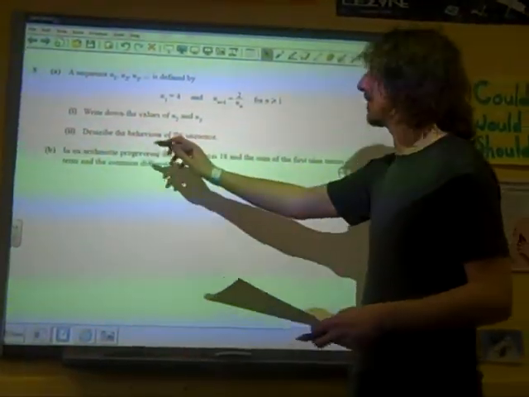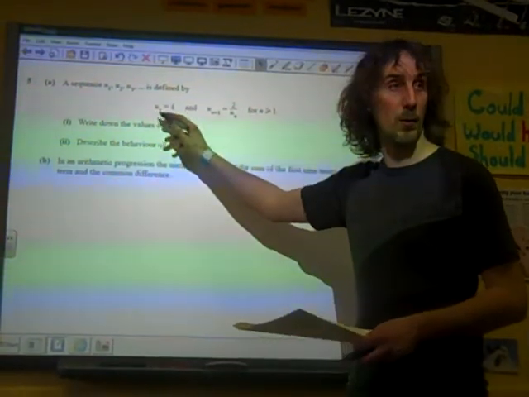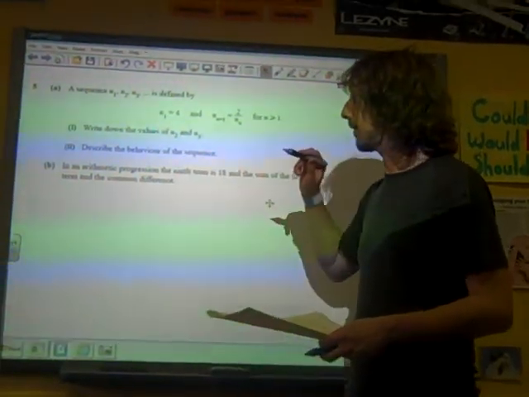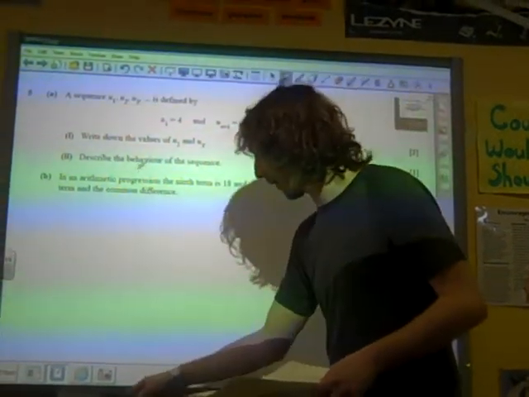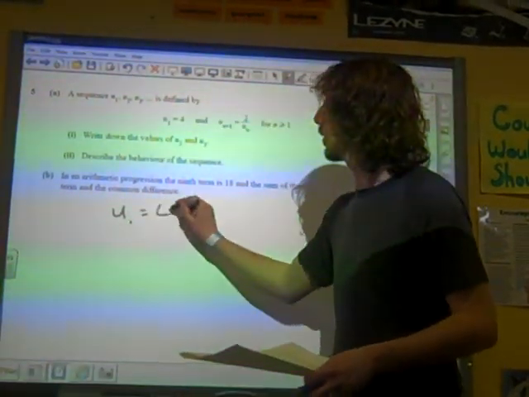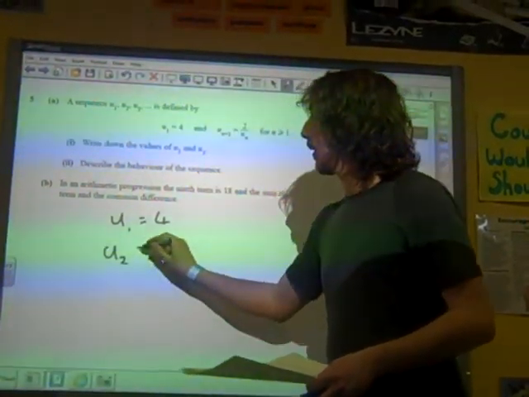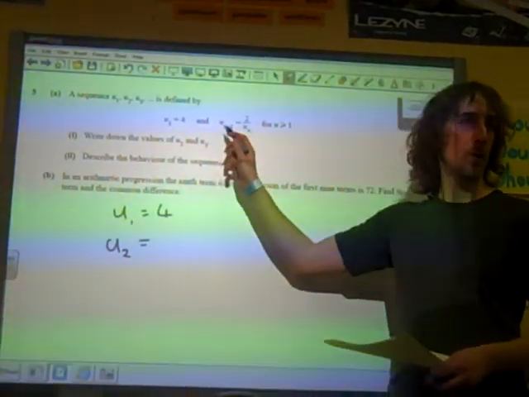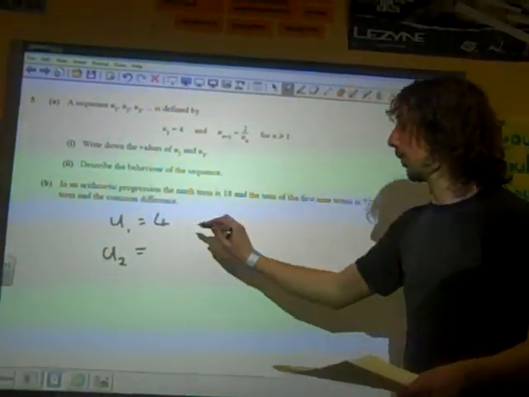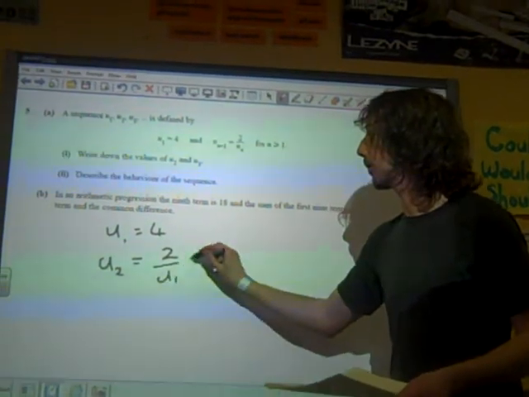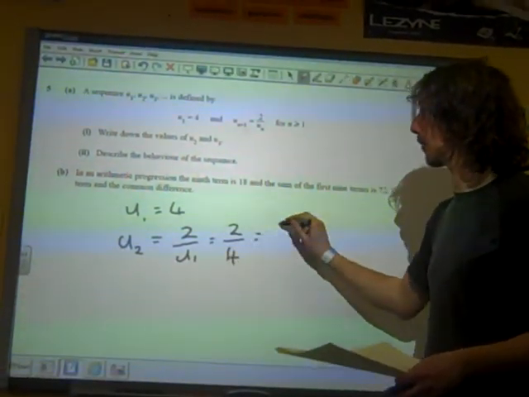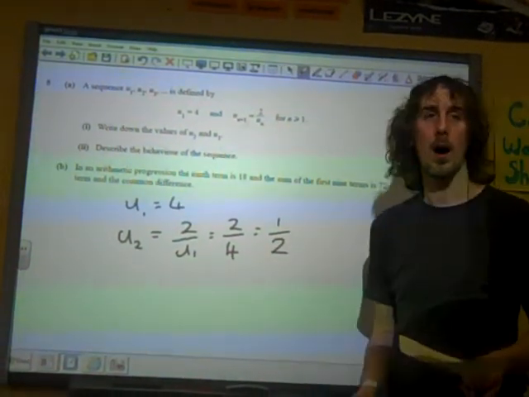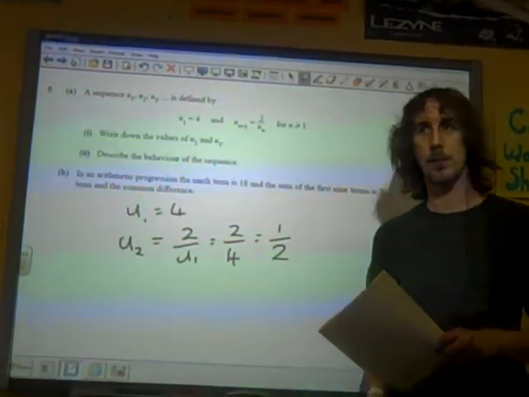Right, sequences and series. So we start with u1 equals 4. It says write down the values of u2 and u3. So there we've got the first term. This says that u2 would be 2 divided by u1. So in this case that's 2 divided by 4, and we're going to write that as being a half. So that was the second term.